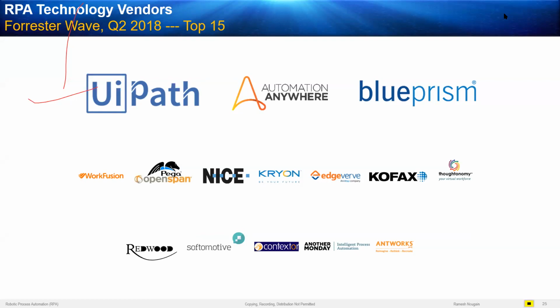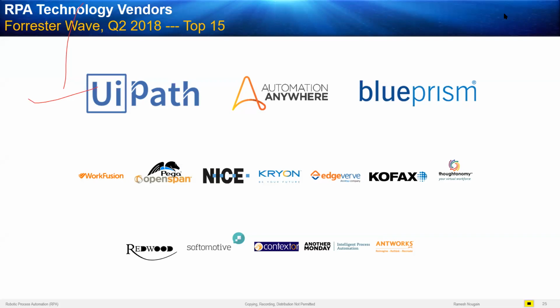Thoughtonomy, and there are many other products like Enterworks, Redwood, Softomotive, Another Monday, Contextor, which has been recently acquired by SAP. So such kind of activities, you will see, are increasingly happening in this RPA world. In fact, many biggies have either tied up with the RPA companies or acquired them.